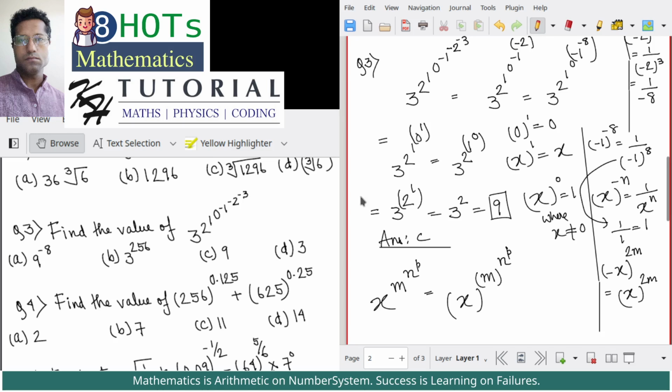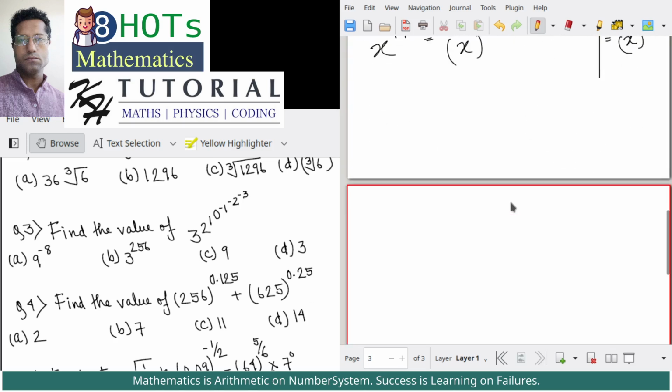Okay, let's do the next problem. Question number 4. Find the value of the given expression: 256 raised to the power 0.125 plus 625 raised to the power 0.25. Now please remember that in class 8, the powers will always be rational numbers. They can be integers, and they can also be rational numbers, negative or positive.